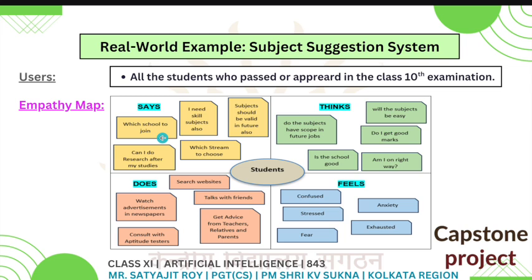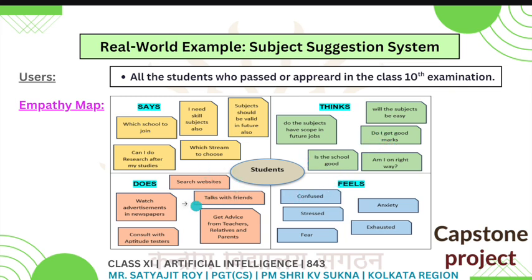So the users are saying what, right? They are saying which school to join. I need skill subjects also. Some of them are also saying subjects should be valid in future also, right? And what they're thinking: do the subjects have scope in future jobs? For example, if they are taking economics, they might be thinking, how will economics help me in my future, right? They are also thinking, will the subjects be easy? They might take mathematics, but will it be easy for me, or will it get more difficult, right?